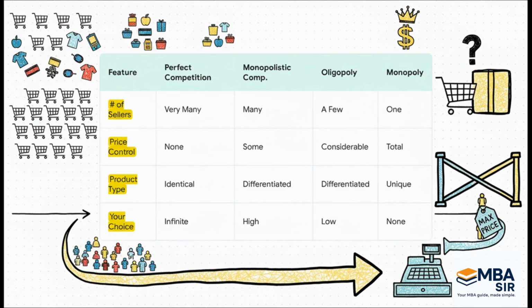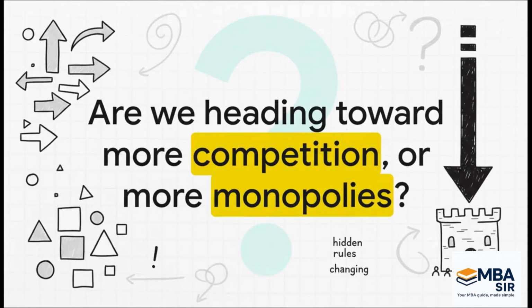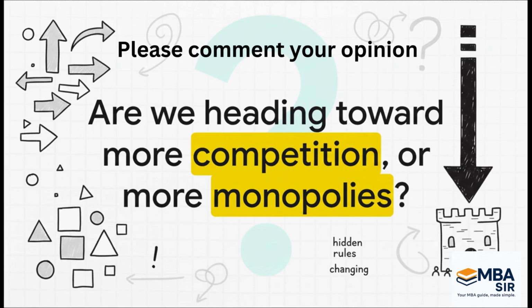In this age of giant tech platforms and global internet companies, what's the trend? Are our markets becoming more competitive, giving us more choices than ever? Or are we actually seeing the rise of new, powerful monopolies on a scale we've never seen before? The hidden rules are always changing. The real question is, who are they changing for?